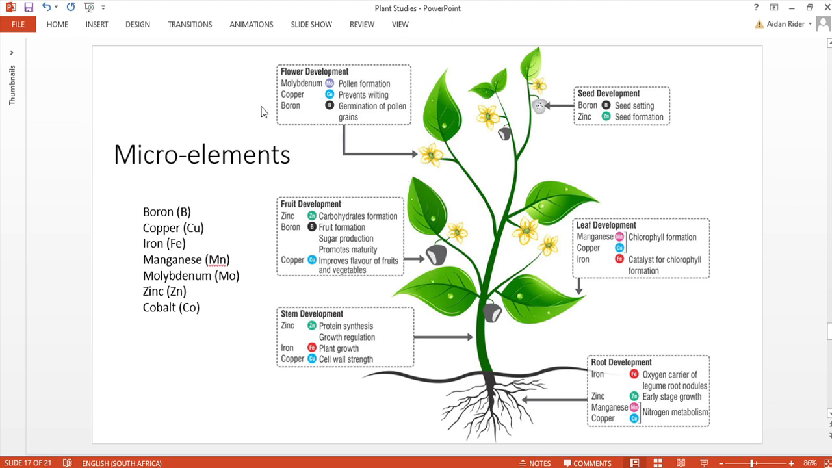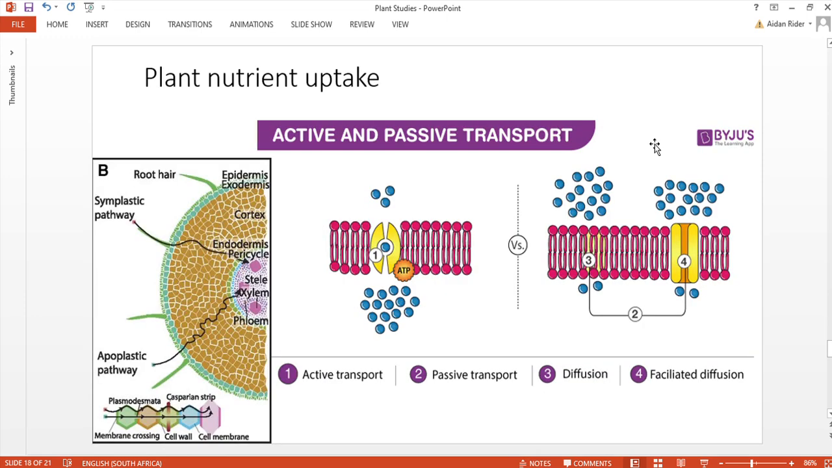Then for flower development, before the fruit starts to form, is molybdenum, for pollen formation, and also copper is important to prevent the wilting of the flowers, so it keeps the flowers alive. Then lastly, for seed development, after the fruit has done its job and seeds are now needed for the next generation, boron helps with the setting of the seed, the formation of the seed, and also zinc for formation of the seed. Okay, moving on from the microelements.